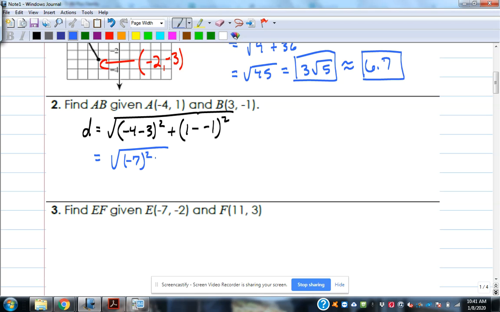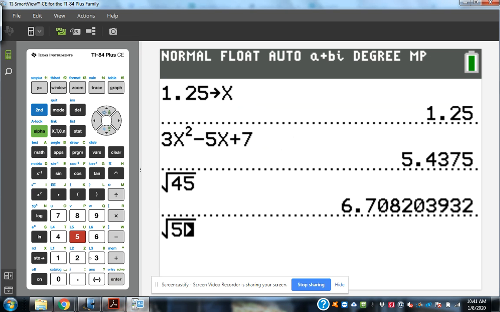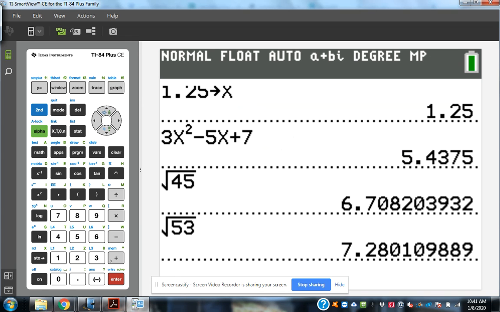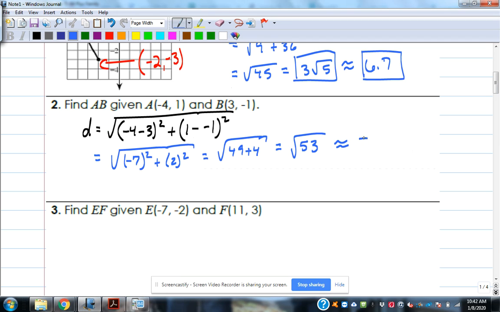Negative 7 squared plus 2 squared, 49 plus 4, 53. And does 53 break down any? No. So we don't even have to simplify that one any further. That's as simple as it gets. Just get the decimal approximation for that, 1 decimal place. So it would be what? 7 point what? 3. Make sure you know how to round. That could be an issue sometimes.